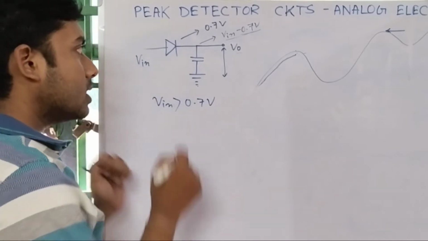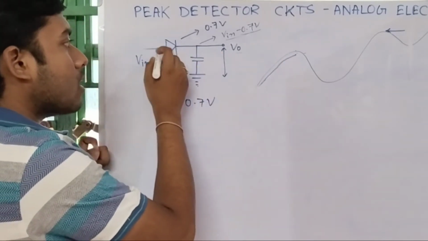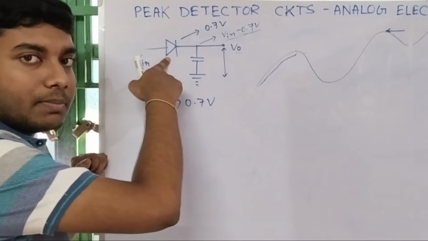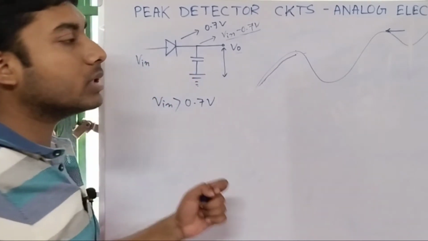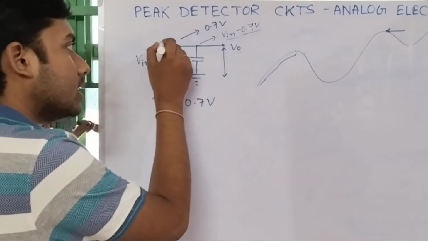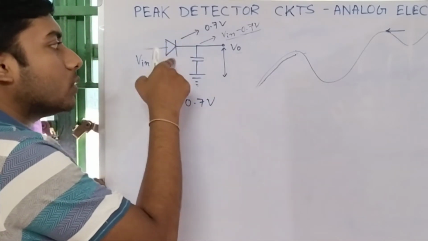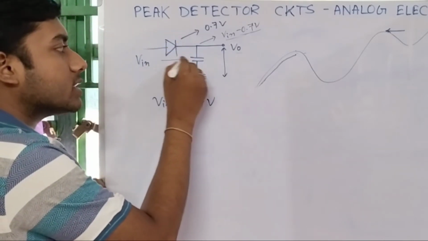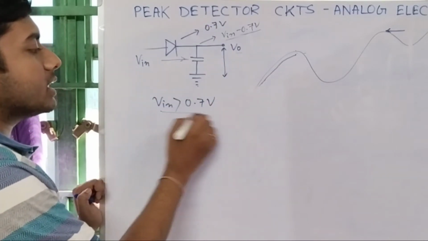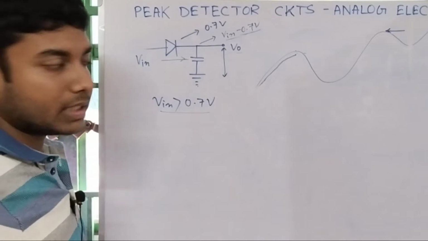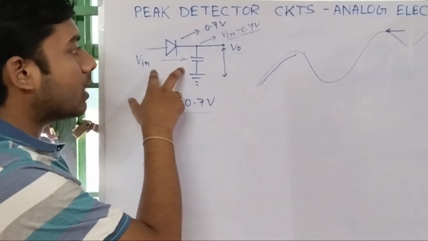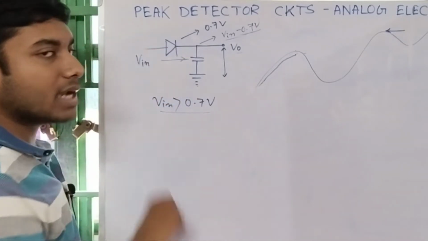Let us understand that. This is a PN junction diode, which will allow the current to flow only in one direction, right? It will allow the current to flow only in this direction. When it is forward biased, when the V input is greater than 0.7 volt, this will be like a short-circuited wire. Then the current will only flow in this direction.